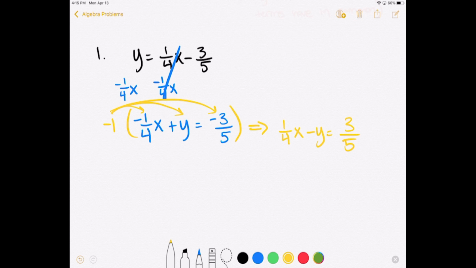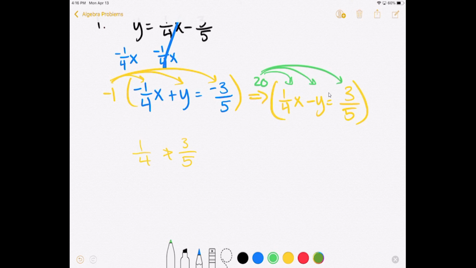The least common denominator between 1/4 and 3/5. Well, you ask yourself, what number can 5 and 4 both be? Okay, so 5 and 4 can both be a 20. So that's what I'm going to multiply the entire equation by. We're going to multiply all of it by 20.